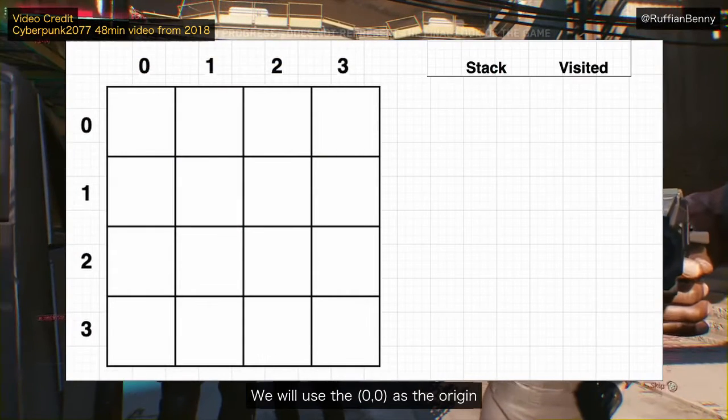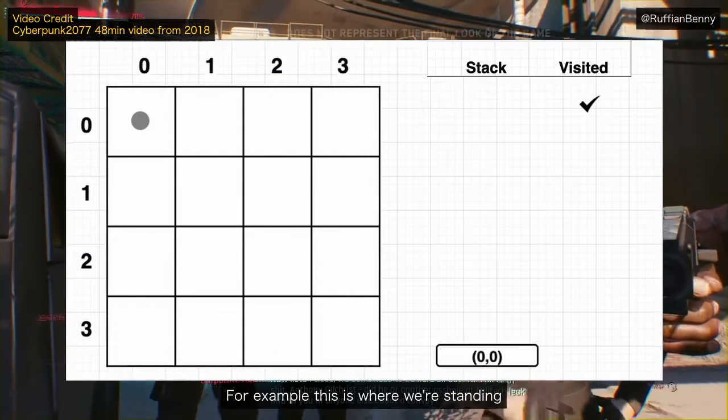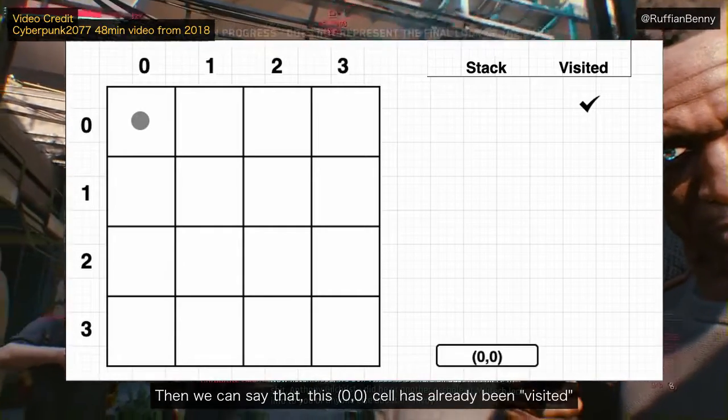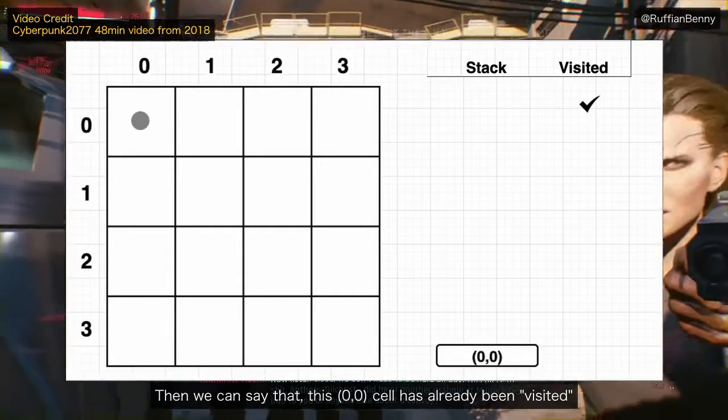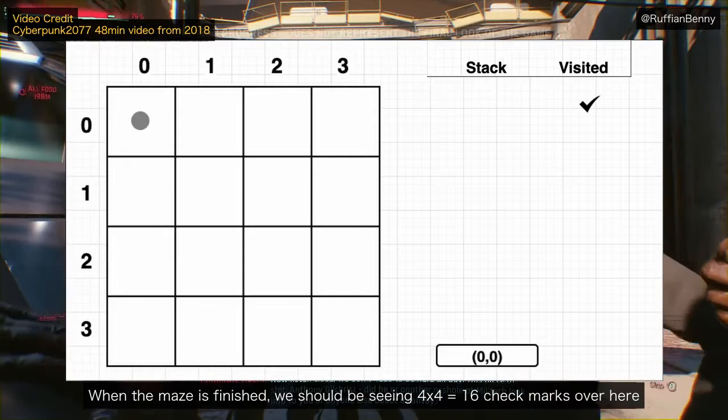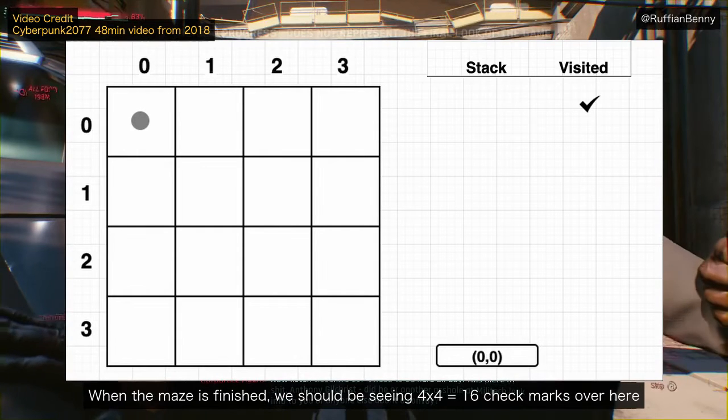We'll use 0, 0 as the origin. For example, this is where we are standing. Then we can say that this 0, 0 cell has already been visited. When the maze is finished, we will see 4 times 4 equals 16 check marks over here.